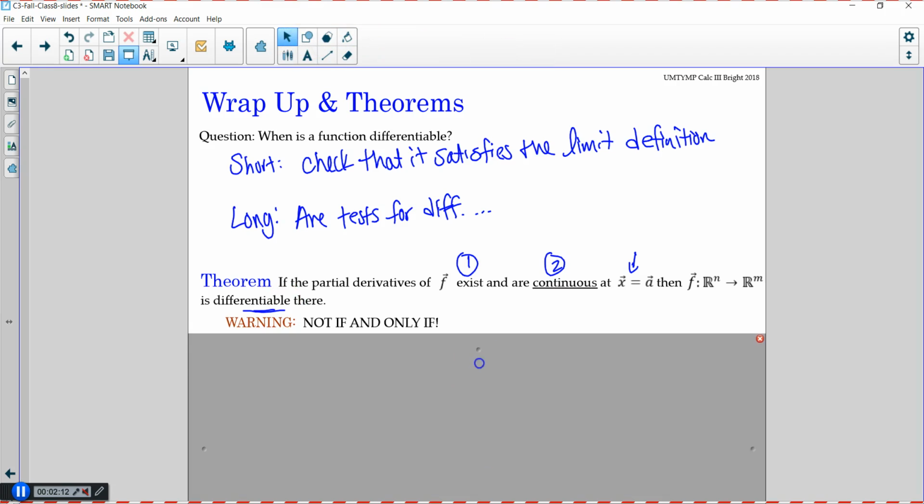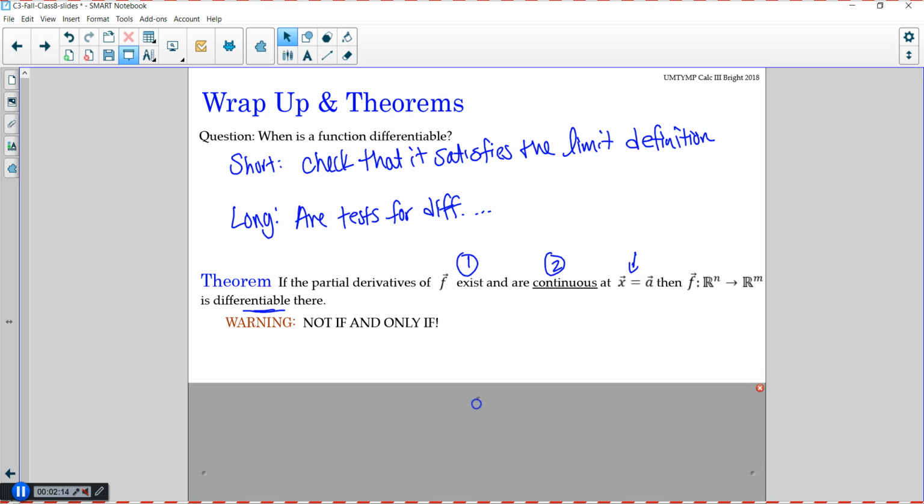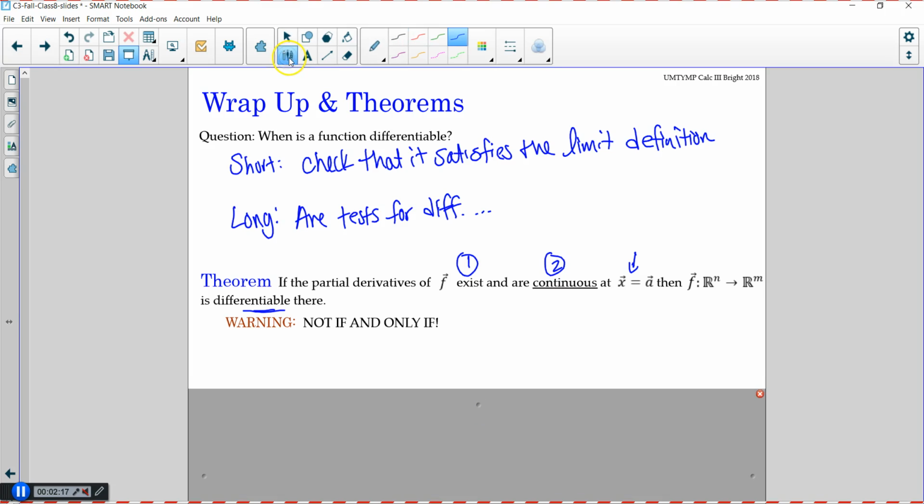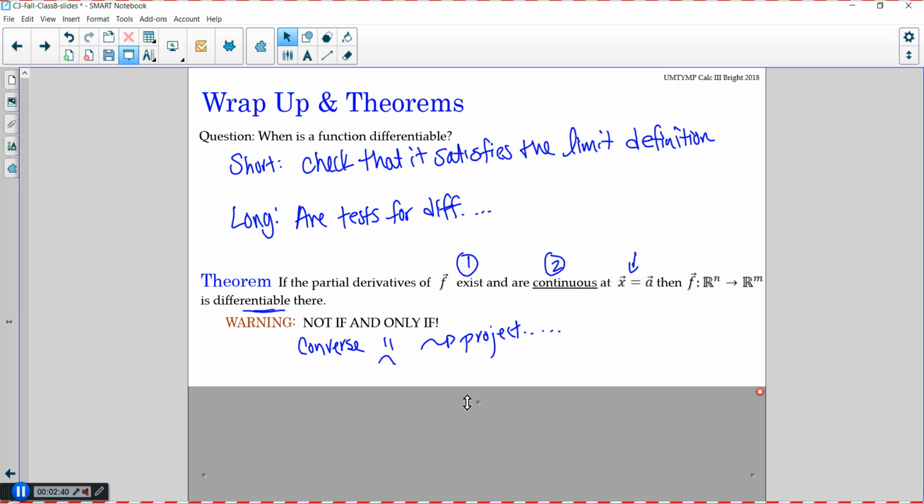Just be careful and note that this is not if and only if. In fact, if you look at the converse, you run into issues. And maybe a few of you might see something in this in the project. So that's one test that we can do.